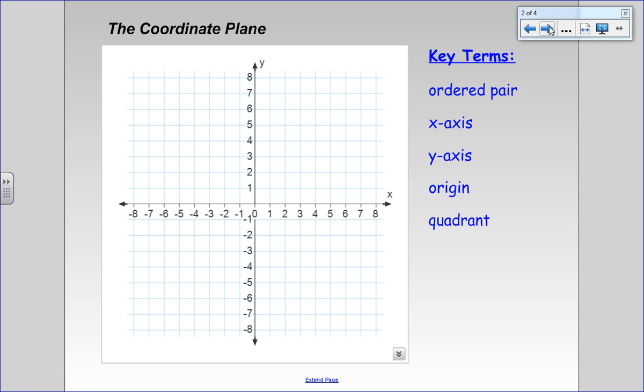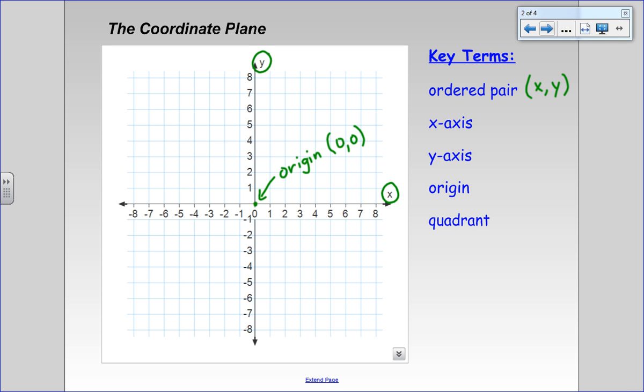The coordinate plane is formed by two intersecting number lines, a horizontal number line called the x-axis and a vertical number line called the y-axis. Ordered pairs on the coordinate plane are always written with the x-coordinate first, followed by the y-coordinate. The point at which the two axes meet is called the origin, and this point has coordinates (0, 0).